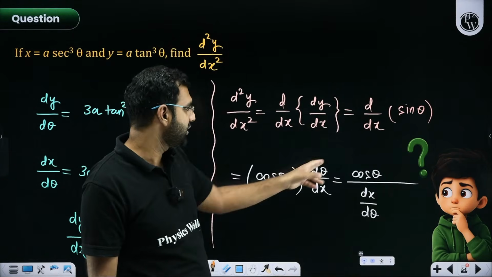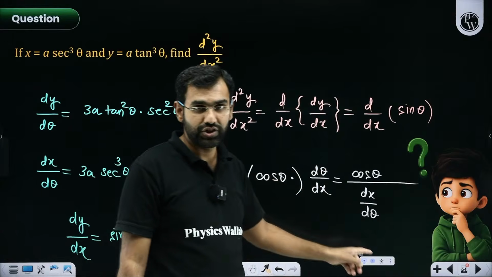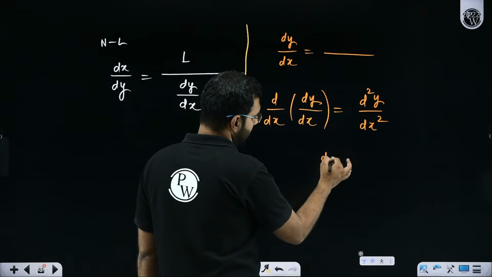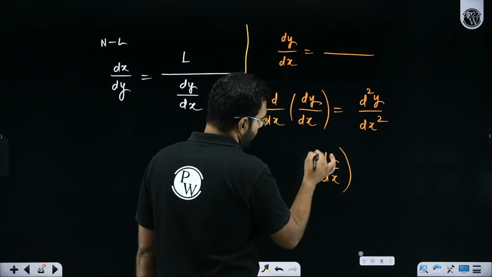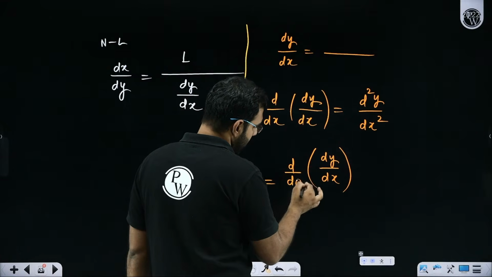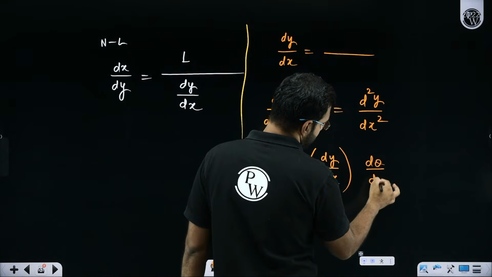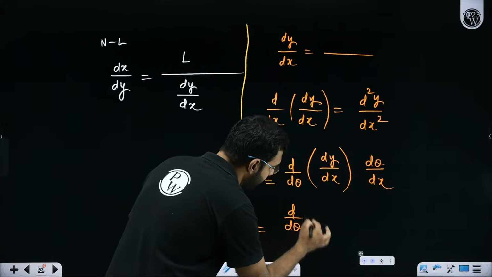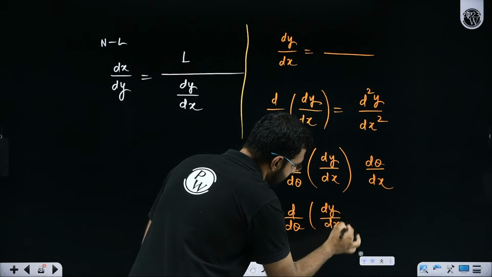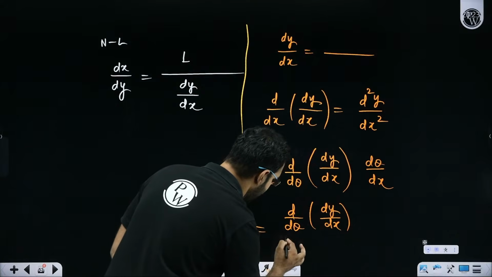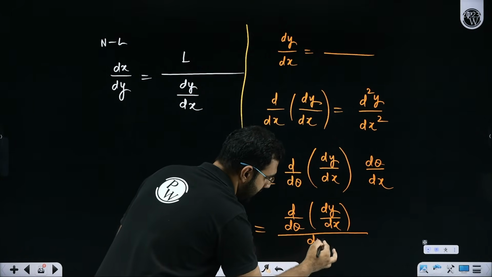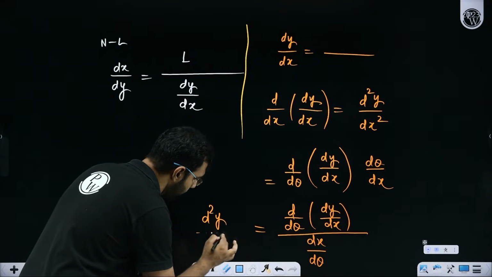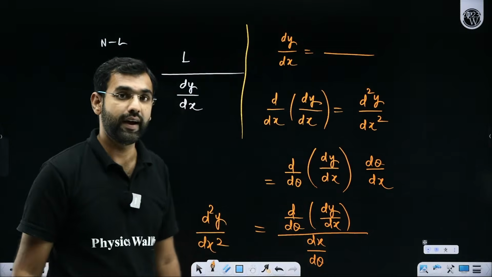So I had to differentiate it with respect to theta, and then theta was differentiated with respect to x, which in a more simpler language can be written as that dy by dx, which you get, would be differentiated with respect to theta, and then theta would be differentiated with respect to x. Or in a different language, you can say you do d/dtheta of dy by dx in the numerator and divide this whole by dx by dtheta. That is going to be the formula for d2y by dx square if y and x are given in terms of theta.